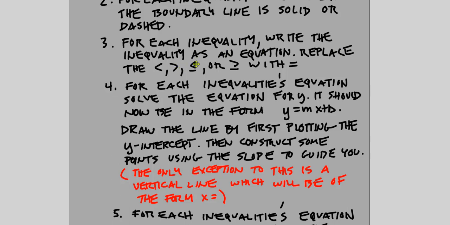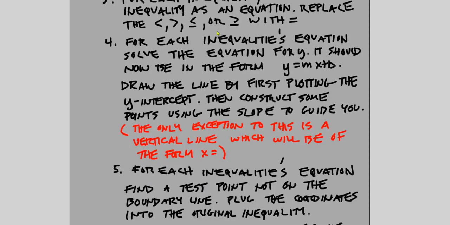Replace the less than, greater than, less than or equal to, or greater than or equal to sign with equals. For each inequality's equation, solve the equation for y. Should be put in the form y equals mx plus b. Draw the line by first plotting the y-intercept, then construct some points using the slope to guide you. The only exception to this is when you have a vertical line, which will be of the form x equals a number.